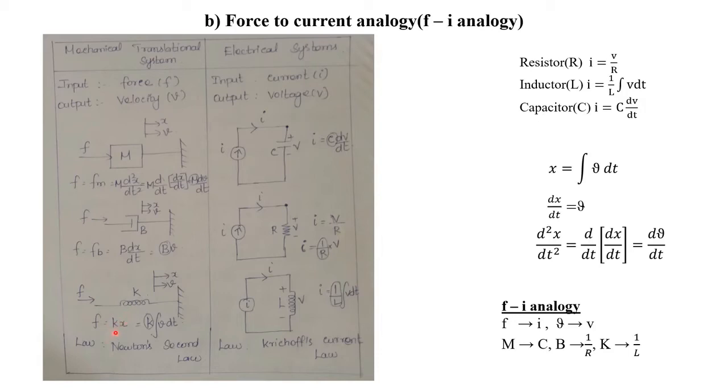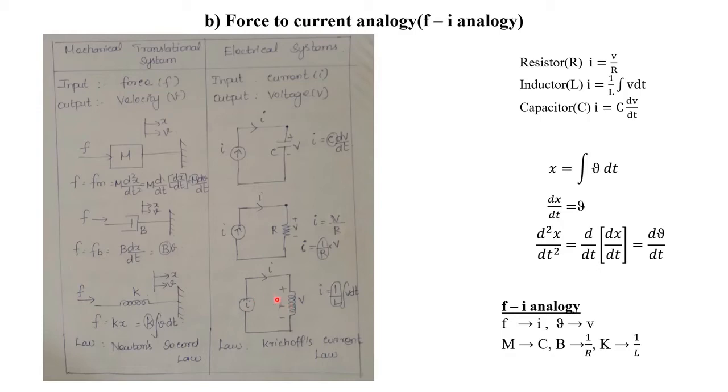So Fk is nothing but Kx. That's a formula. So this is equal to K into, what's the value of X? So listen here, in terms of velocity, X can be written as integral V dt. Now this will be transformed into an inductor in electrical systems.